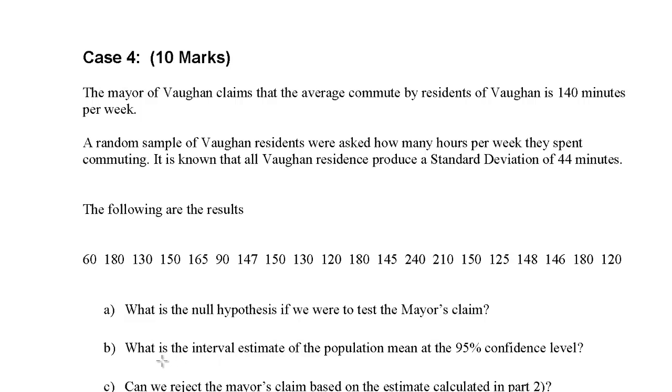In Part B, we're asked, what is the interval estimate of the population mean? So remember, population mean looks like this, at the 95% confidence level. Now, an interval estimate is also known as an estimation or a confidence interval. And that's a concept from Chapter 10, so let me show you how that works.